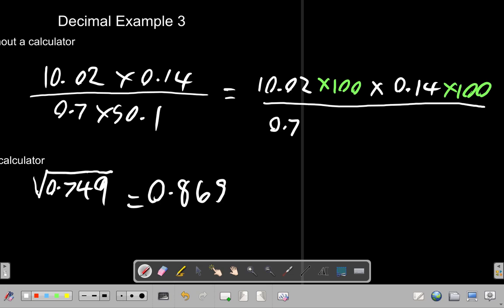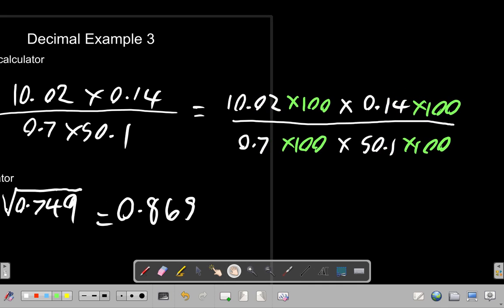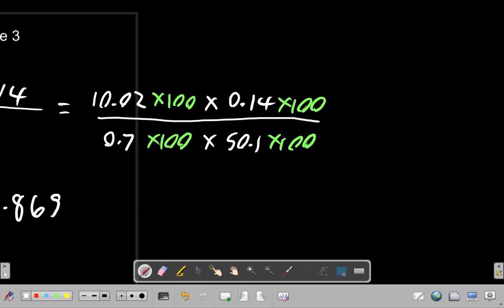So we have 0.7 and you multiply that by 100 and then times 50.1 and you multiply that by 100. So we have essentially the same value as this one, because up top we multiply by 100 by 100, down the bottom by 100 by 100, so they cancel each other effectively. So here now, what happened?